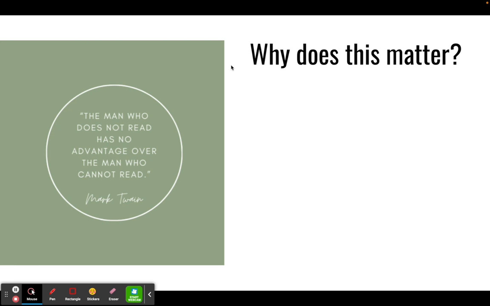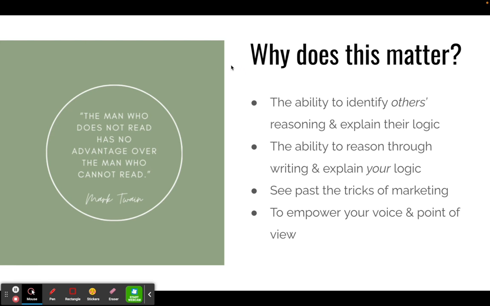So, why does this unit matter? Why are we learning these skills? This is a quote from Mark Twain on the left. The man who does not read has no advantage over the man who cannot read.